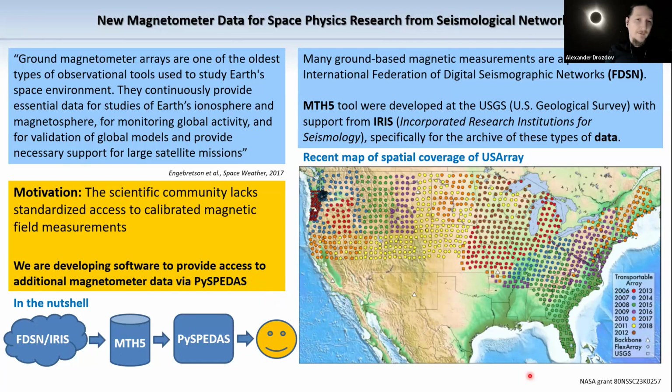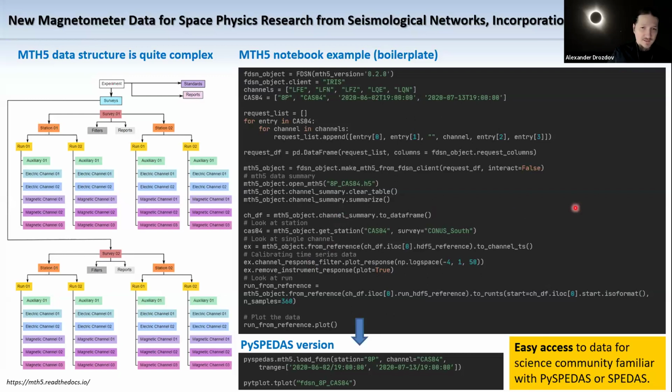for this data. There is an MTH5 tool that was developed in collaboration with USGS that provides this interface to this data, which is in the FDSN and IRIS network. And our piece is to get this interface, connect them together, calibrate, do all this fun business, and provide very easy access for users to make them happy for the space physics research. And those magnetometers are very important for the space weather research, as mentioned in the Ingebretsen paper. So this is the motivation why we decided to do it in the first place.